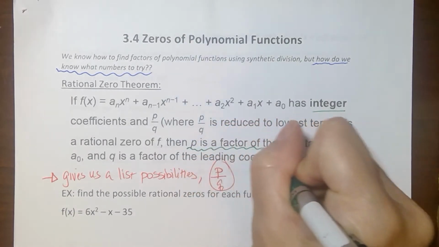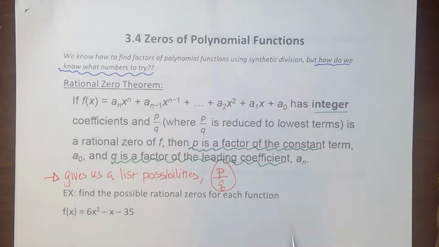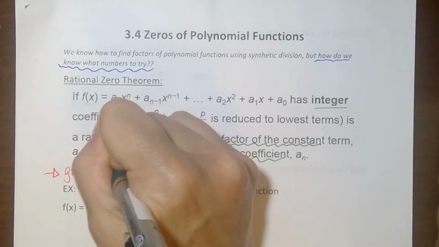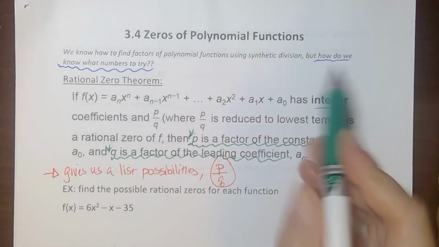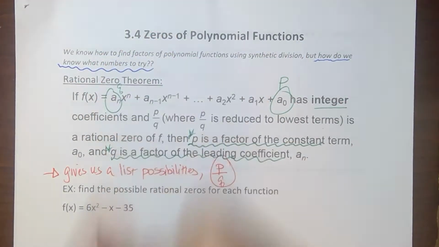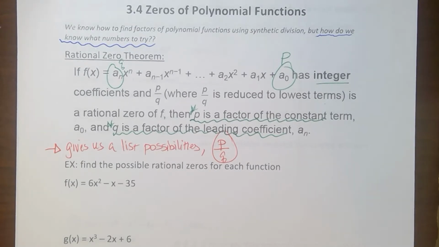Then P is a factor of the constant, and Q is a factor of the leading coefficient. So these are the key statements. P is a factor of the constant right here, and Q is a factor of the leading coefficient right there. We get this list of possible rational zeros P over Q. Now, every value in the list is not a zero of our function. But if there is a rational zero for the function, it will be in the list.